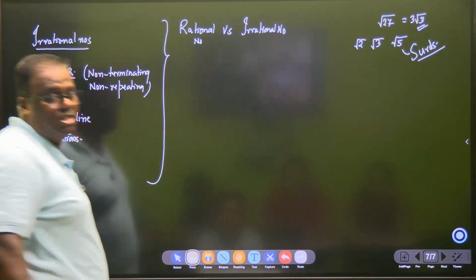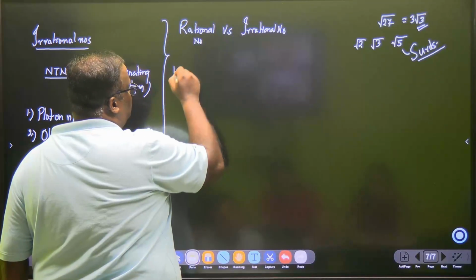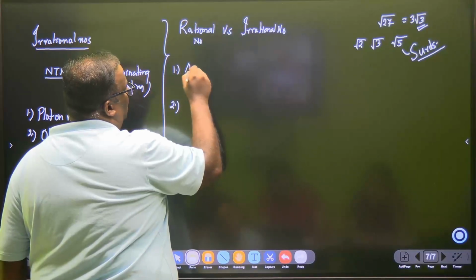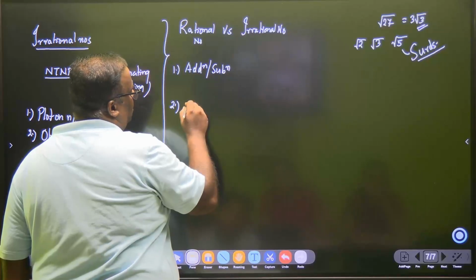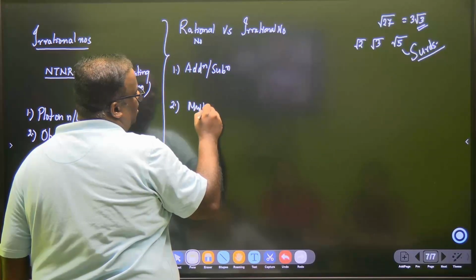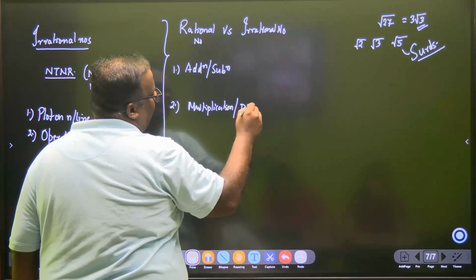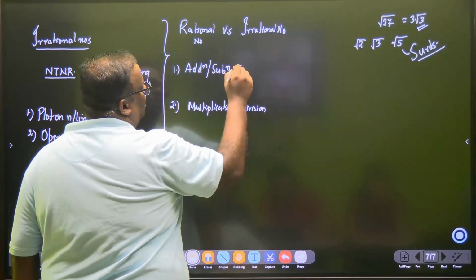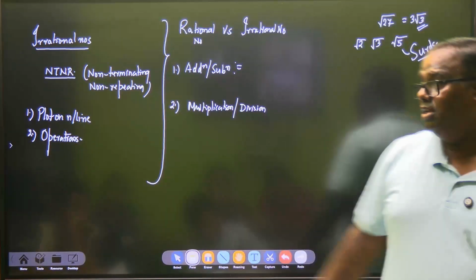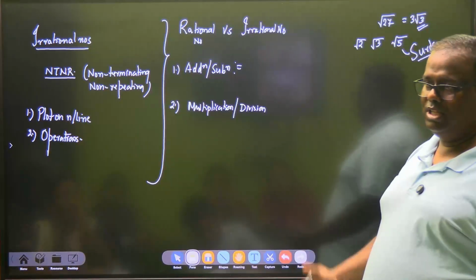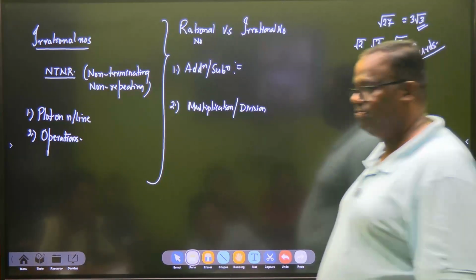Okay, rational versus irrational. Can we establish some rules? We are going to see that. The rules will always come in two ways: addition, subtraction is nothing but addition only, and multiplication and division. The complexity will be seen in addition and subtraction. We will add rational with irrational, irrational with irrational, rational with rational, and we will check what is the outcome.